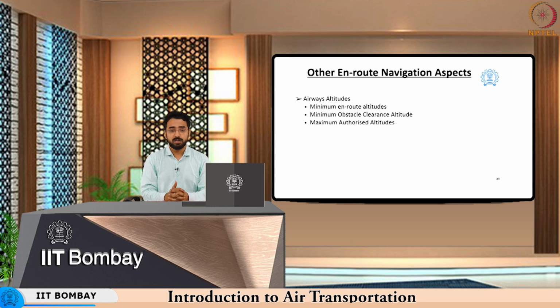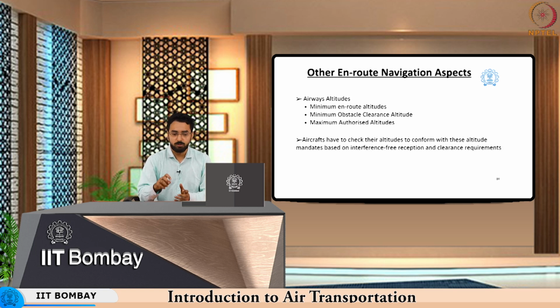Minimum obstacle clearance altitude corresponds to the available minimum altitude for the aircraft to operate in the planned course, whereas the third one, that is maximum authorized altitude, also corresponds to the altitude which will be useful to receive accurate signal reception, a reception signal which is interference free, and also complies with the obstacles en route.